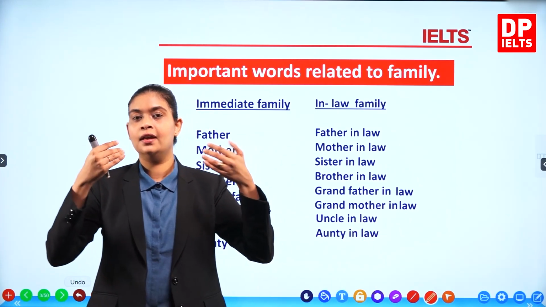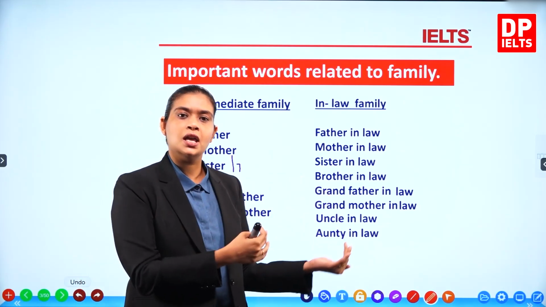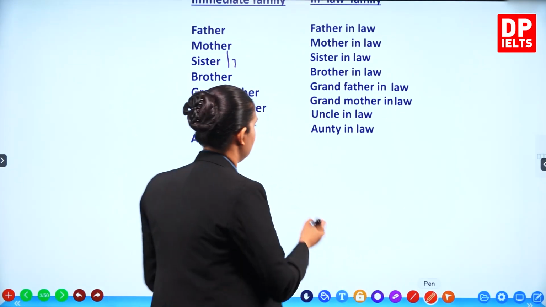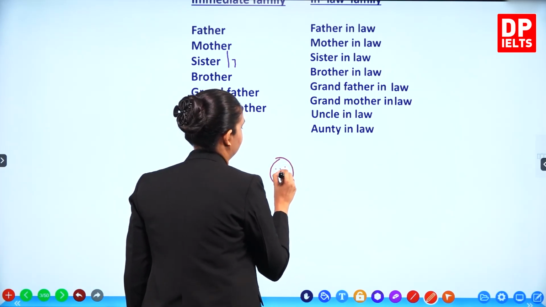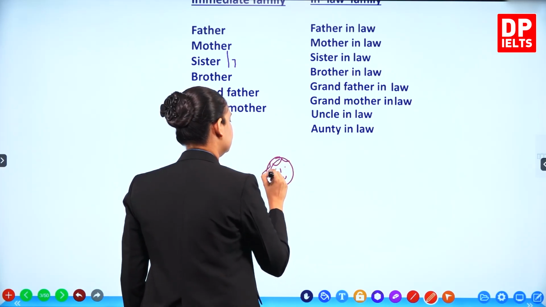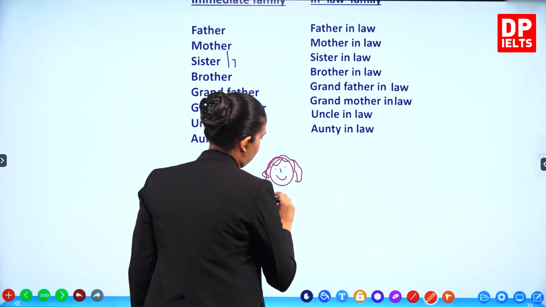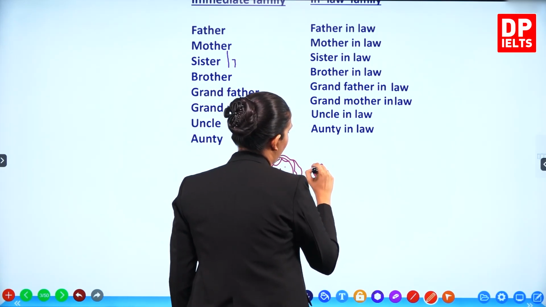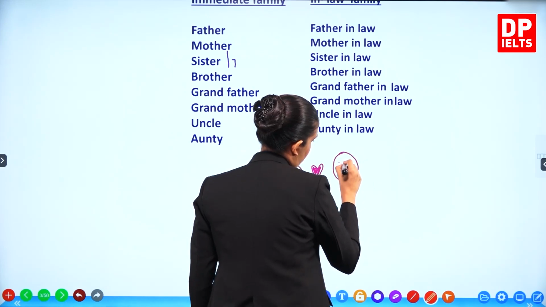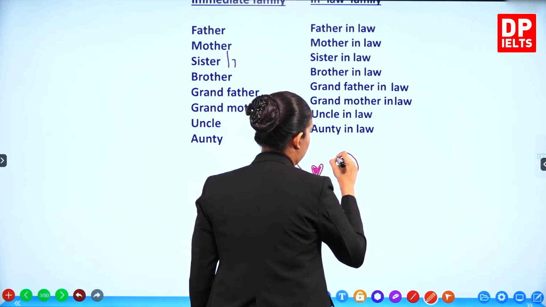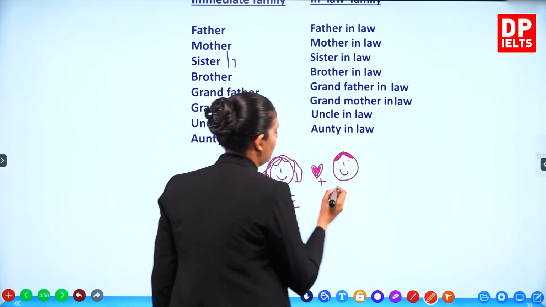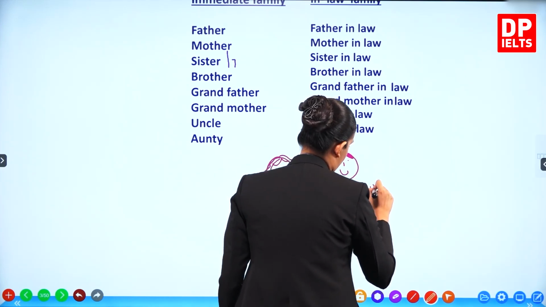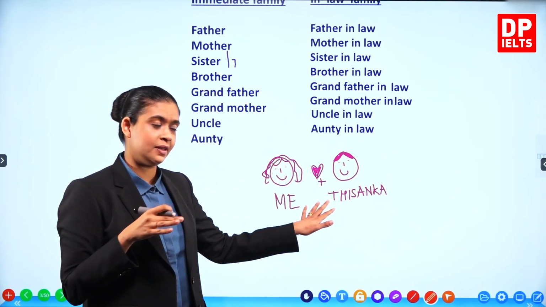Now please picture it. This is me, Sanduni, right? My husband. So let me just draw it for you so that you're clear. Right? This is me. My smiley face. This is me. Right? So, I get married to my husband. Okay, so let's take him as this uncle. So, this is my husband, okay?